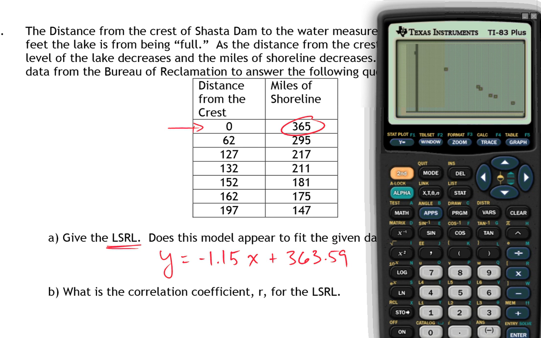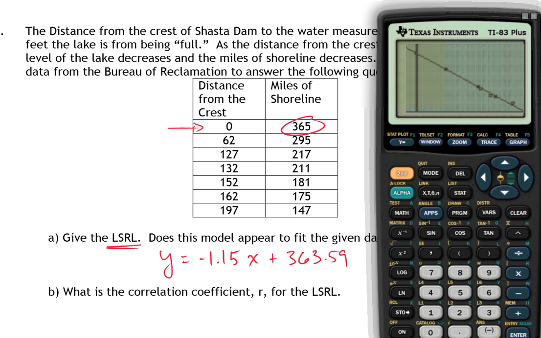The next thing I want to do is add this least squares regression line. So I'm just going to say y equals, and I'm going to type it in here. I'm not going to pull it up from the menu. Negative 1.15x plus 363.59, and we'll press enter there. Now if I hit graph, I can see my data and I can see my least squares regression line on top of it. The next thing it asks me is, what is the correlation coefficient?